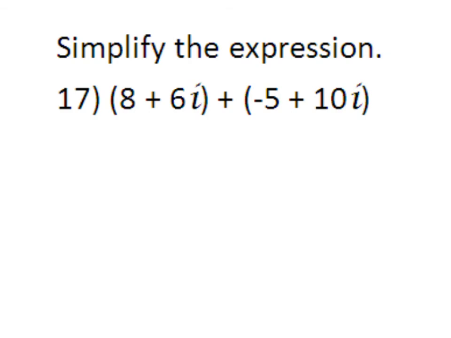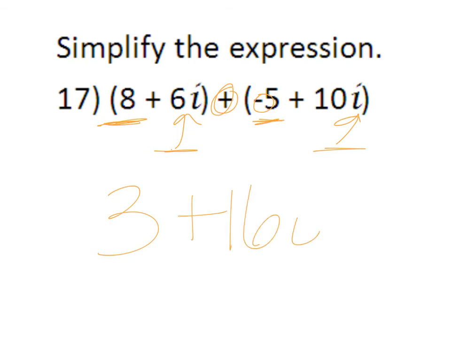When I am simplifying with i, adding, subtracting like terms, here this is adding, so the signs are as is. So now I'm looking at like terms. These are my real, these are my imaginary. So I would first do 8 minus 5 would give me 3, and then I have a positive 6 plus 10i would give me plus 16i. And that would be my final answer.